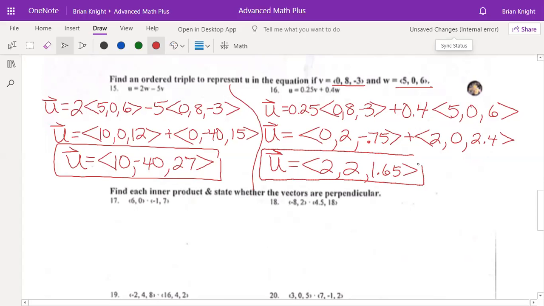Isn't it the cross products that you do the little thingy that we learn with the matrices? Yes, we're getting there. All right.